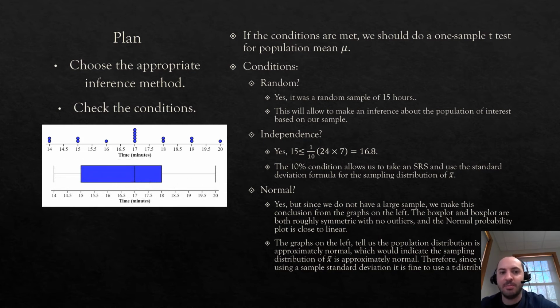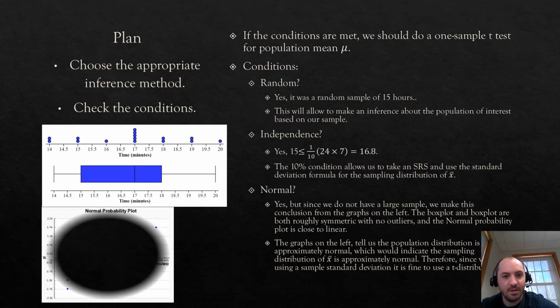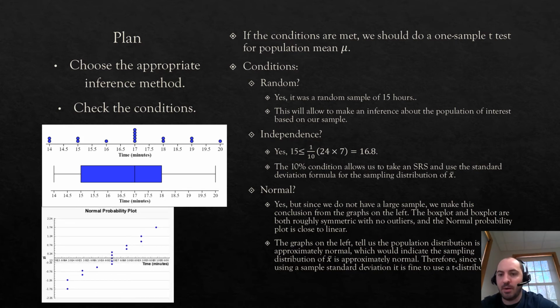I made a box plot. Okay, still fairly symmetric. No outliers here. I don't have any dots, you'd assume it's modified. And then I made a normal probability plot, and it looks fairly linear. So all these are indications that the population distribution is roughly symmetric, roughly normal.